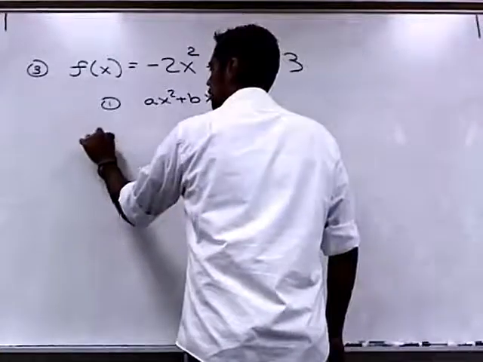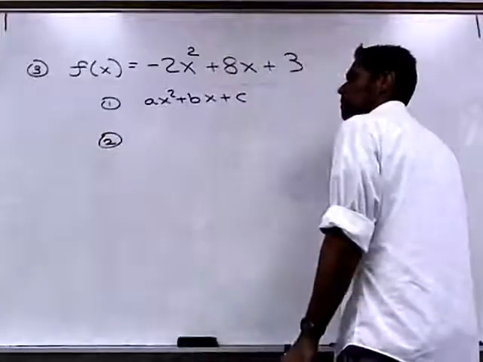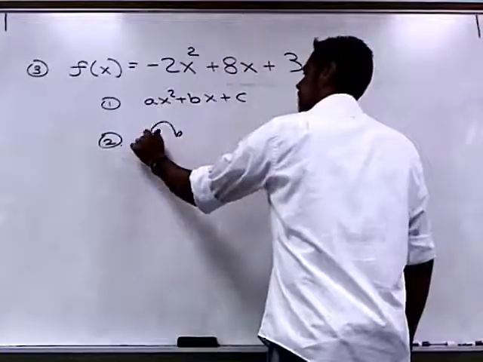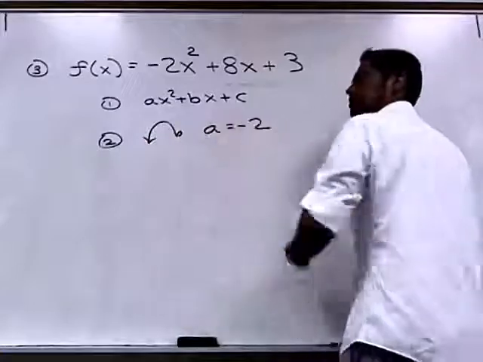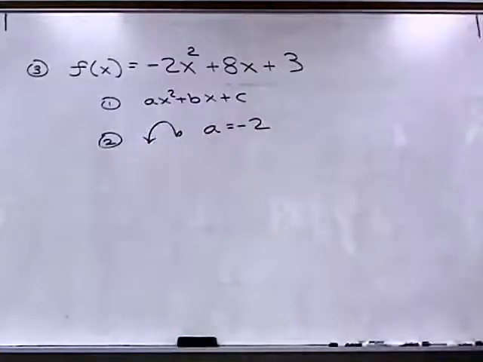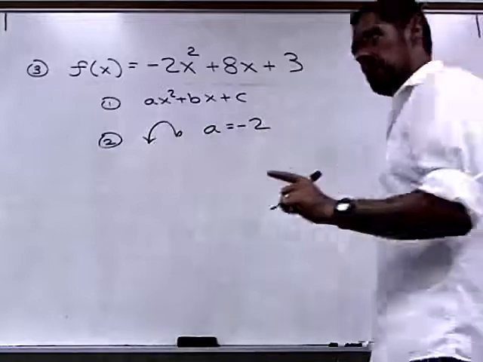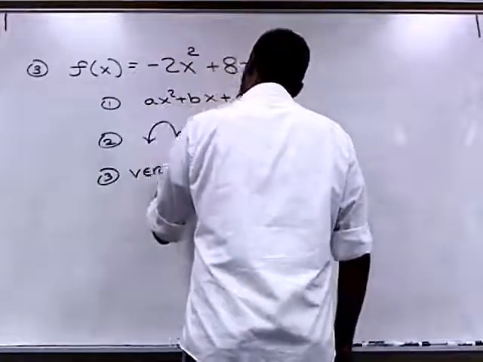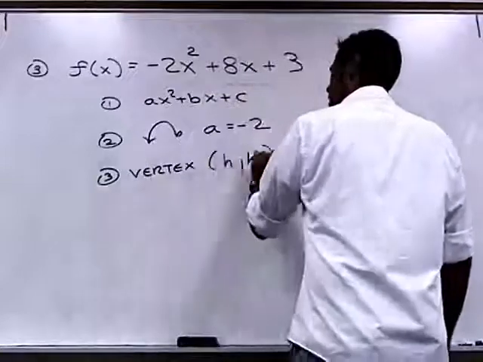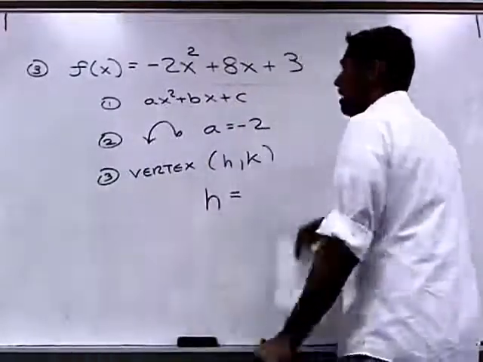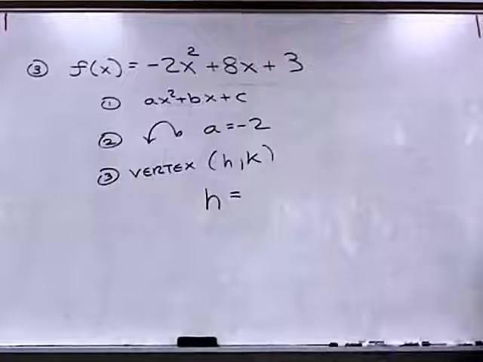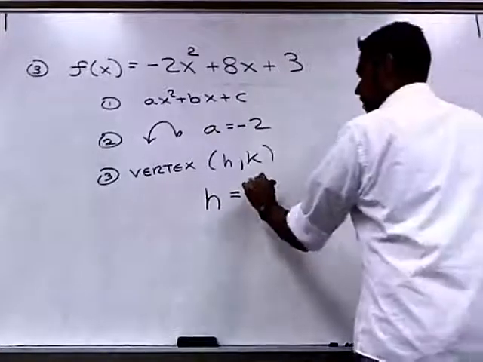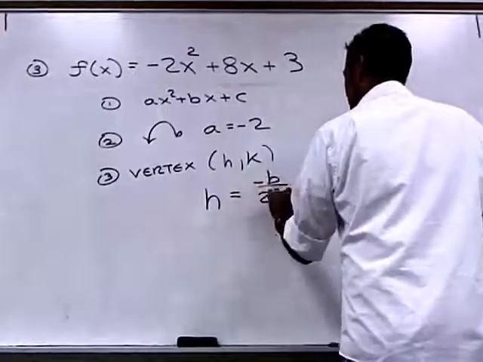The second step, which way does it open? Down. Why down? A is negative, right? Then the vertex. And this is where things were different, right? For the vertex, I need to find h, k. But to get h, it's not obvious, but there was a formula for it. Negative b over 2a. That's how you get h.